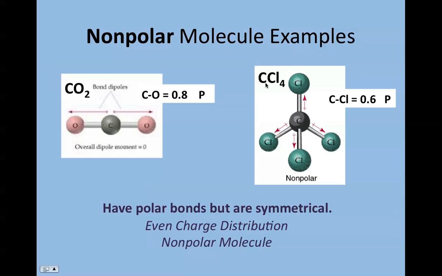Also, CCl4, we have a similar scenario. All the bonds between carbon and chlorine are 0.6, so they're all polar bonds. However, this has a symmetrical shape. So all those polar bonds cancel each other out, so we still have an even distribution of charge around the molecule. So in both cases, we have polar bonds. However, they're symmetrical, so it meets criteria B that we outlined 2 slides ago. So we have an even charge distribution, and thus both of these are nonpolar molecules.